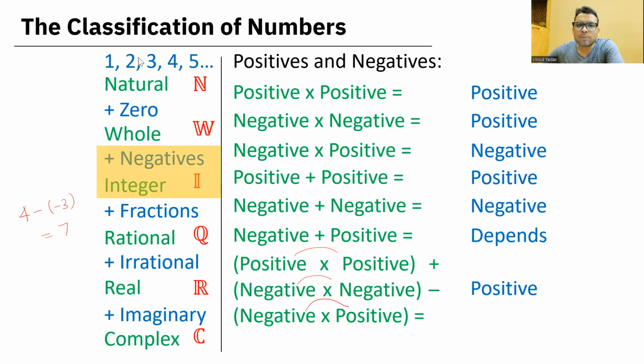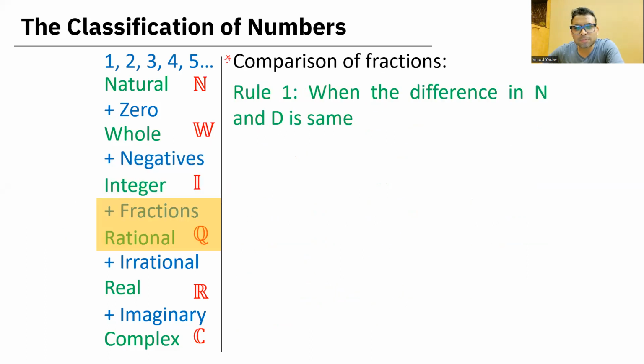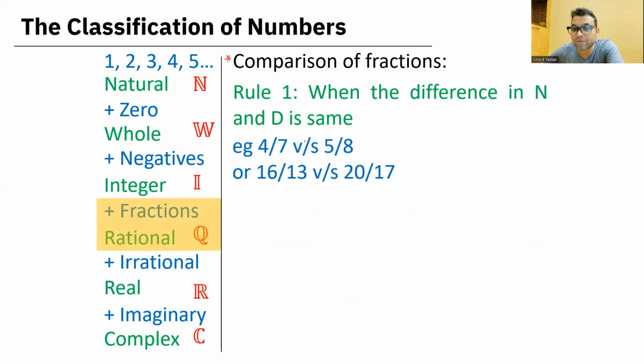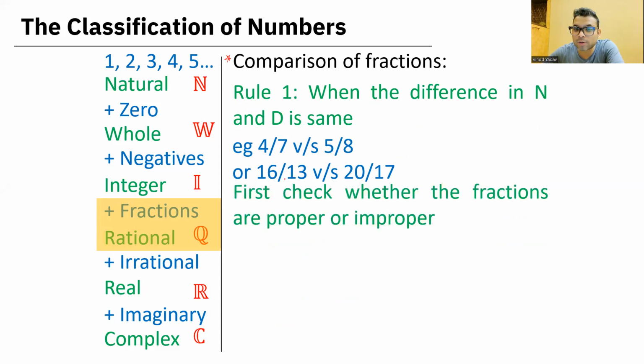Let's also see one more thought, friends. Comparison of fractions. Important, especially for DI and all, where there are more calculations and we need to compare which is highest, which is lowest, and all those things. There are some shortcuts. Let's see. Rule number one: when the difference between the numerator and denominator is the same, for example, 4 by 7 versus 5 by 8, the gap is the same, right? Similarly, 16 by 13 versus 20 by 17, the gap is the same, 3 only.